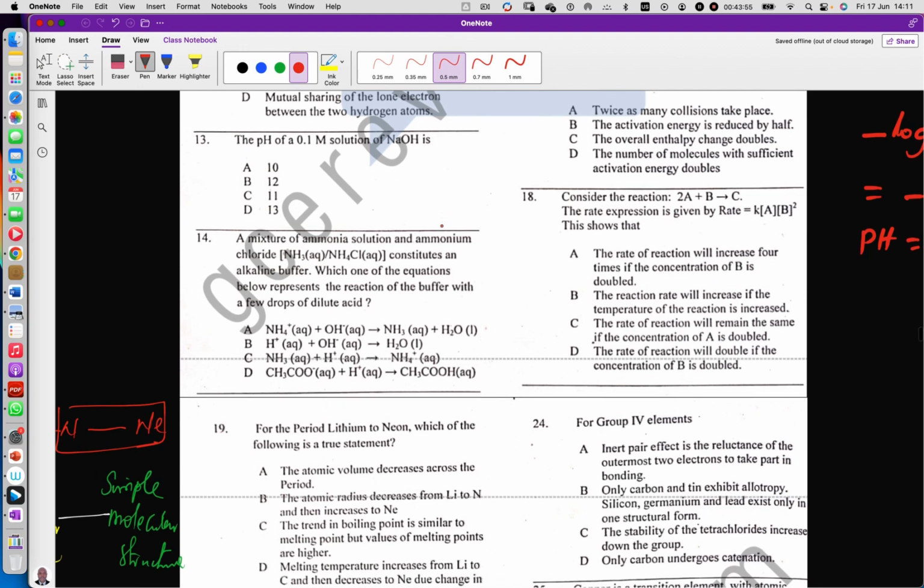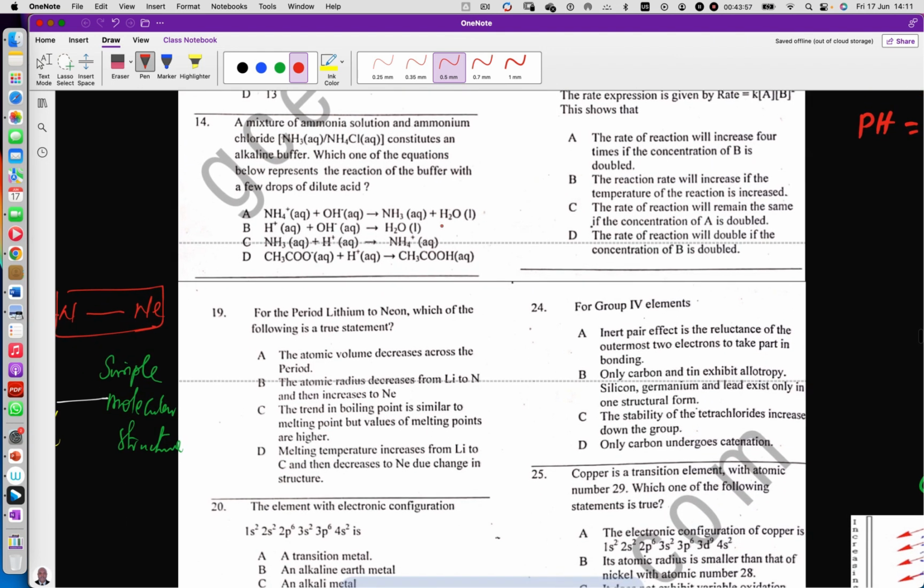Question number 14 has to do with a mixture of ammonia solution and ammonium chloride. Ammonia and ammonium chloride constitute an alkaline buffer. Which one? This one. That's right, the base and the salt. That is an alkaline buffer.